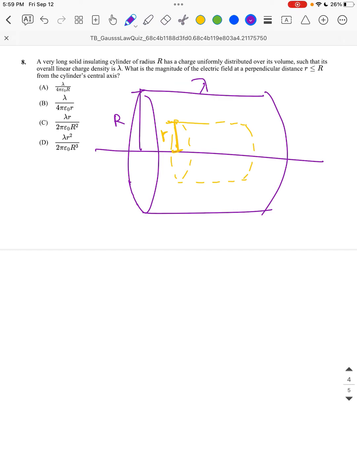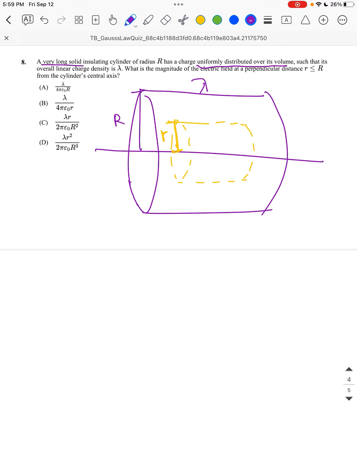Okay, so we've got a cylinder, and I already drew the diagram because it's always good when you're doing these problems to visualize what's happening. My cylinder has a linear charge density. It's positive, and it has a uniform charge distribution. So there's positive charges all throughout.